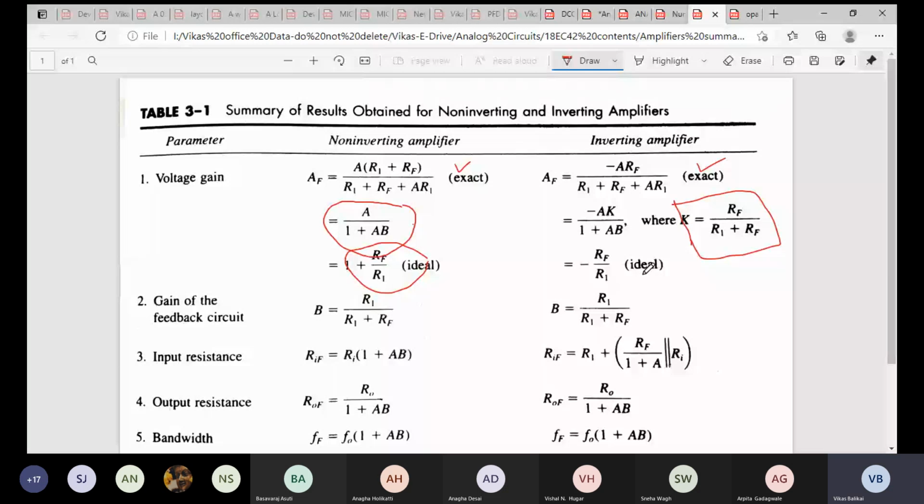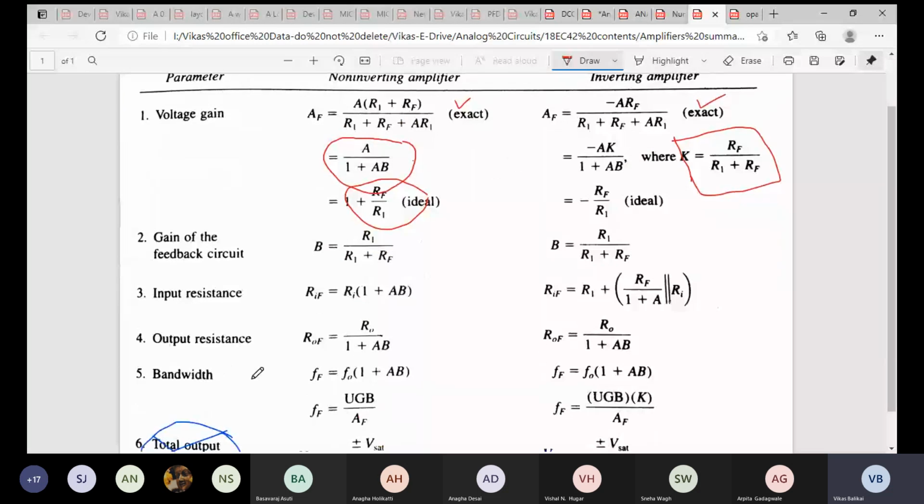Now what was the gain of the feedback circuit, or the beta factor? What was the beta value that we obtained? The value of beta that we have sensed from my circuit is R1 divided by R1 plus RF. That's what we have obtained.